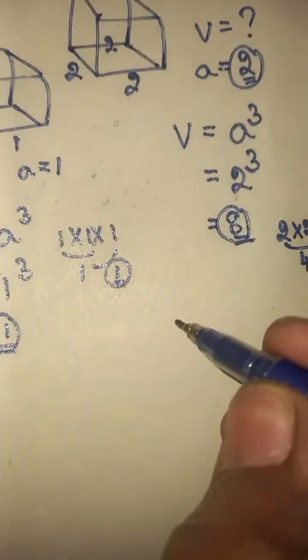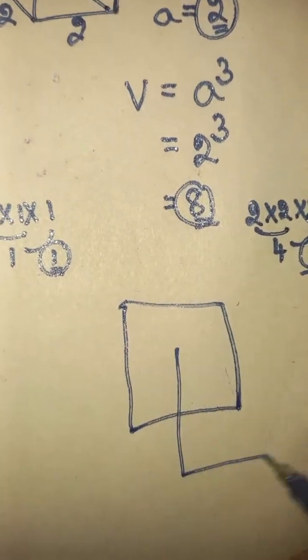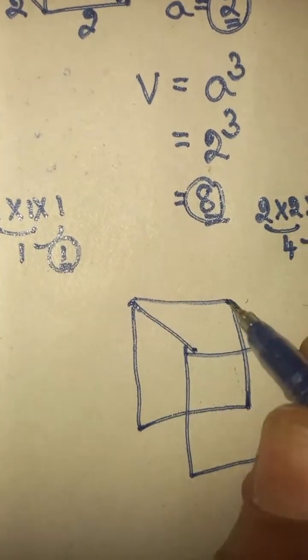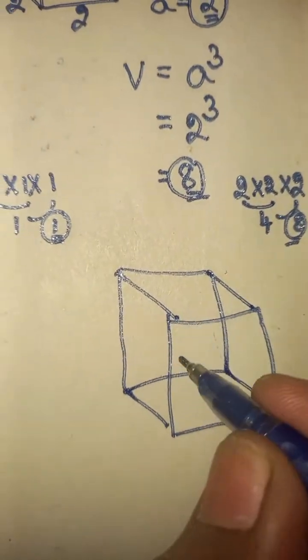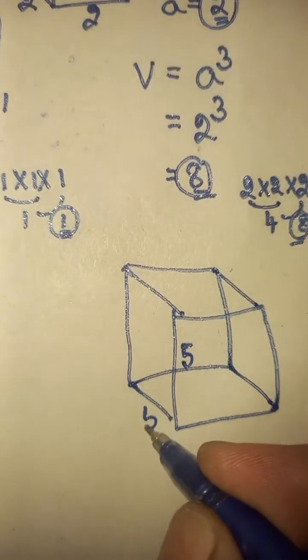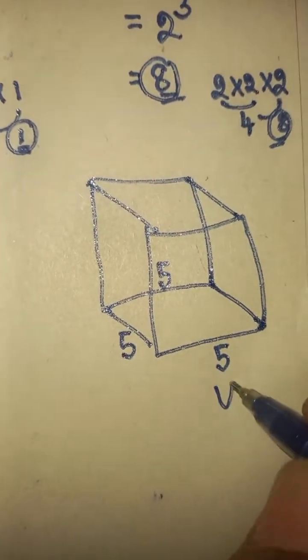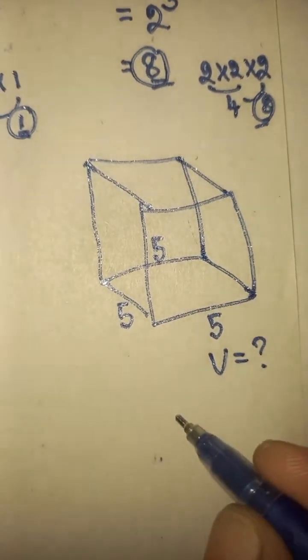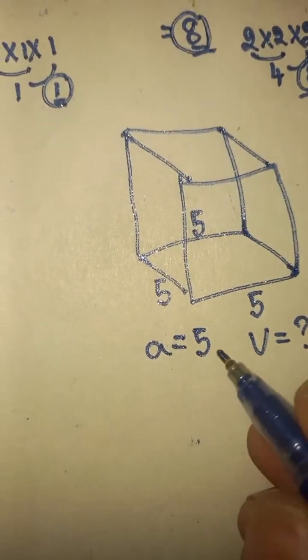Let's take one more cube, and in this cube all edge lengths are given as 5 units. When all edge lengths are 5 units, you need to find the volume of the cube. You can find it here too.